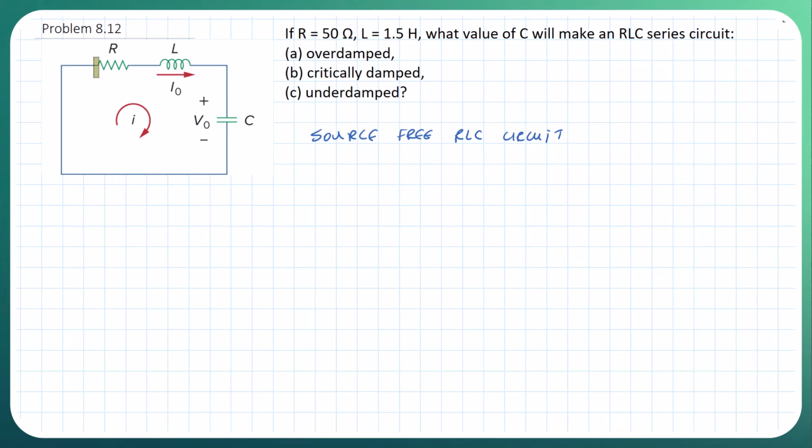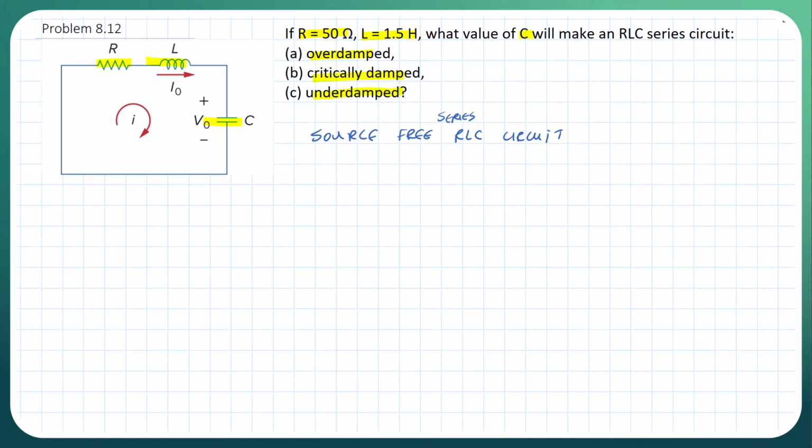So this is the typical source-free, and what I forgot to mention was it's a source-free series RLC circuit. So you've got the R, L, and C in series, and you're given the value for R, you're given the value for the inductance, and we're asking what value of C will make this series circuit overdamped, critically damped, or underdamped.